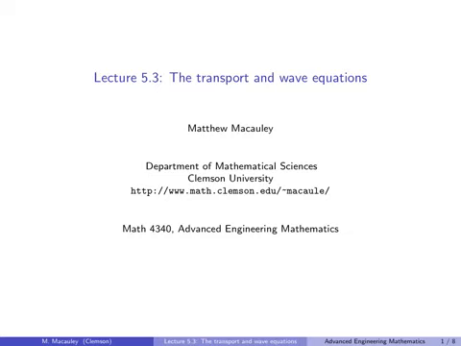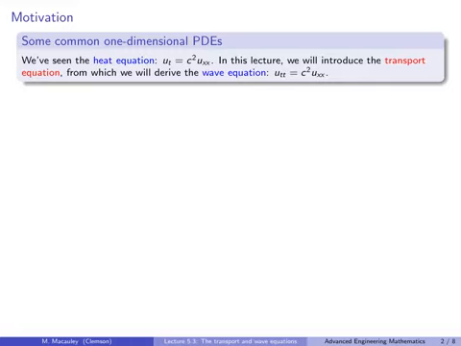Welcome to Lecture 5.3, the transport and wave equations. We've already seen the heat equation, which is a common one-dimensional PDE, u_t equals c squared u_xx. In this lecture, we will introduce the transport equation, from which we will derive the wave equation, which is another common one-dimensional PDE. The only difference is that it has an extra time derivative here, u_tt equals c squared u_xx.